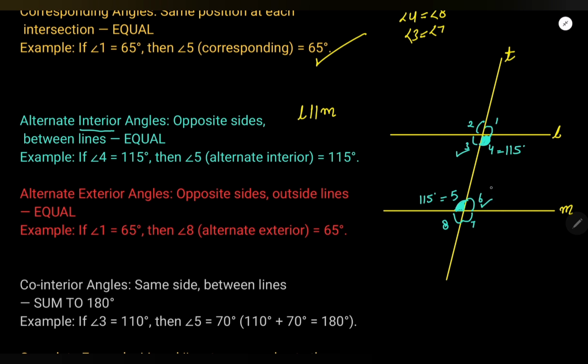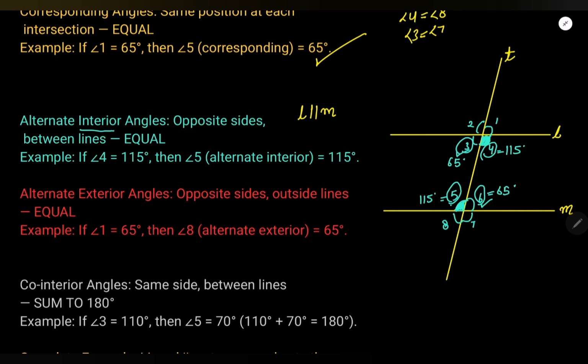Do you know what is the measurement of 3? Can you see that 3 and 4 are making a linear pair, right? So if it is 115, this is 65, right? So this is also 65 then. So 4 and 5 are called alternate interior angles. Similarly, 3 and 6 are also called alternate interior angles, right?